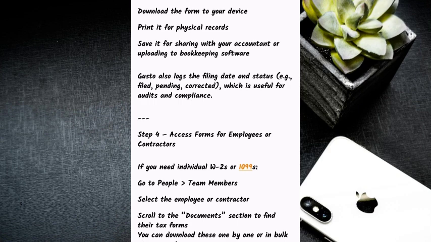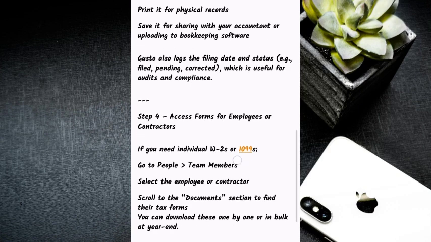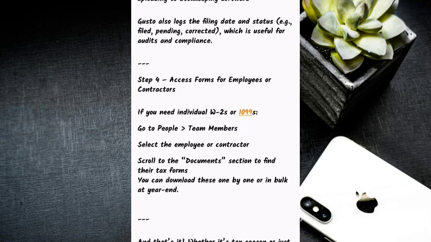Step 4, access forms for employees or contractors. Now if you need individual W-2s or 1099s, just go to people, team members, and then select the employee or contractor. Then you're going to scroll to the document section to find their tax forms. Now you can download these one by one or in bulk at the year end.